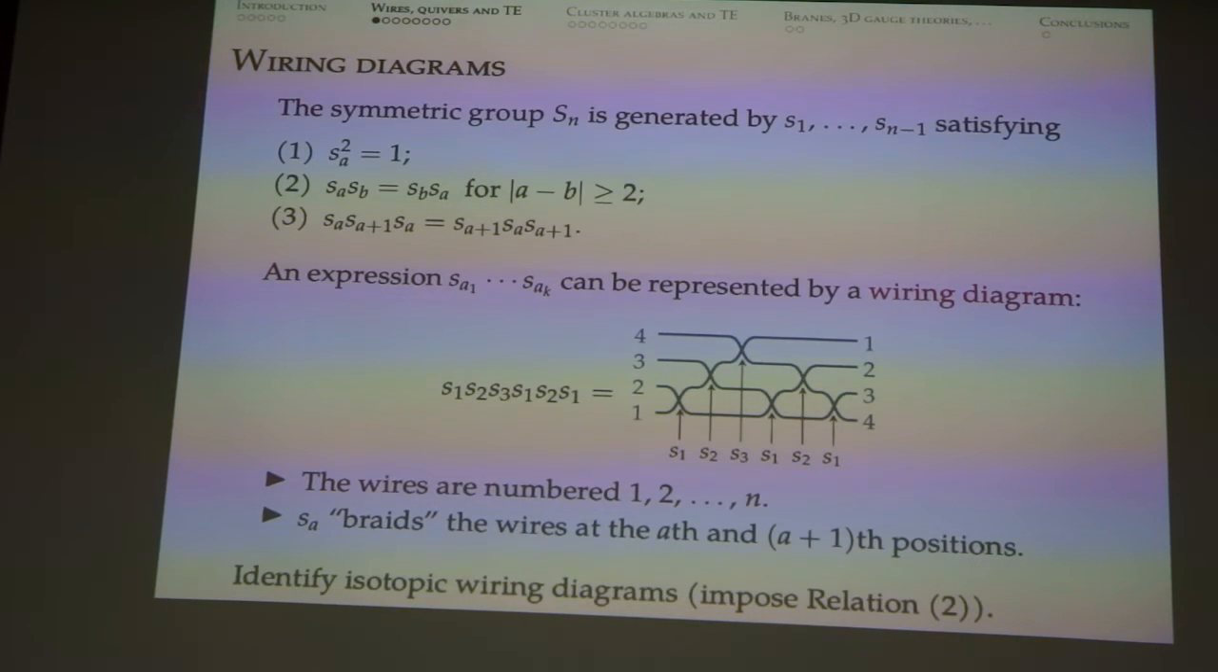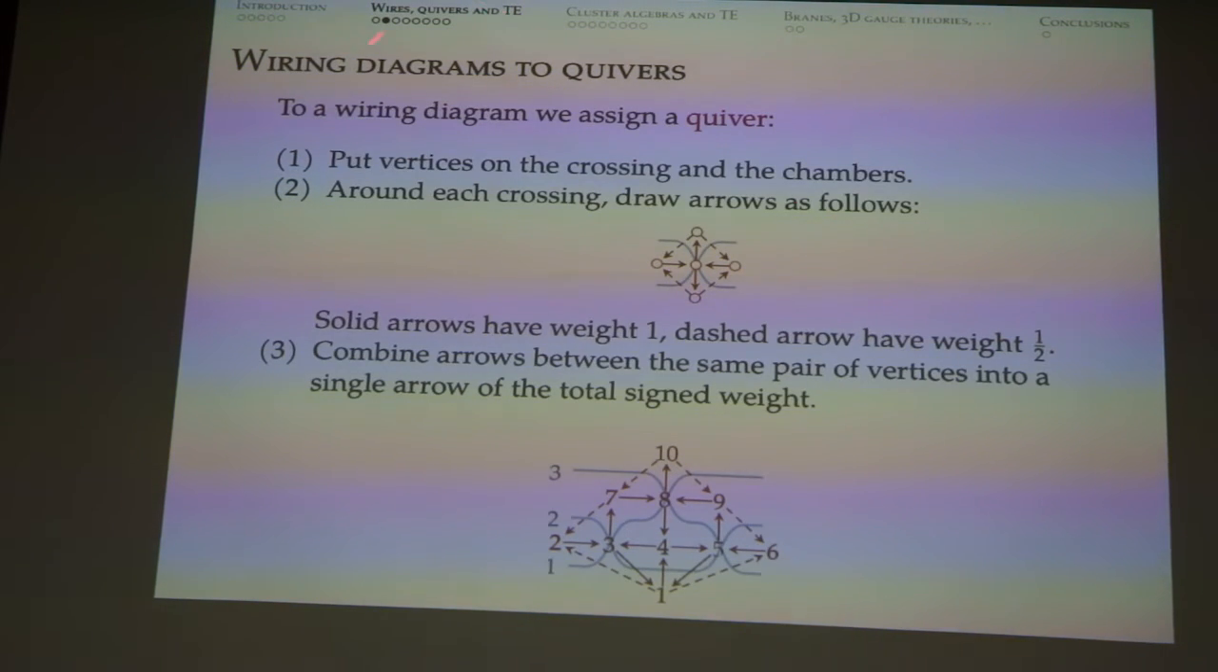Now, how are we going to use these wiring diagrams? From wiring diagrams, we would like to construct quivers. So that's what we are going to do next. Given a wiring diagram, we want to assign a quiver. And the rule is the following. What I'm going to do is I put vertices of the quiver on the crossings and on chambers of wiring diagrams. I think it's easier to just look at the example.